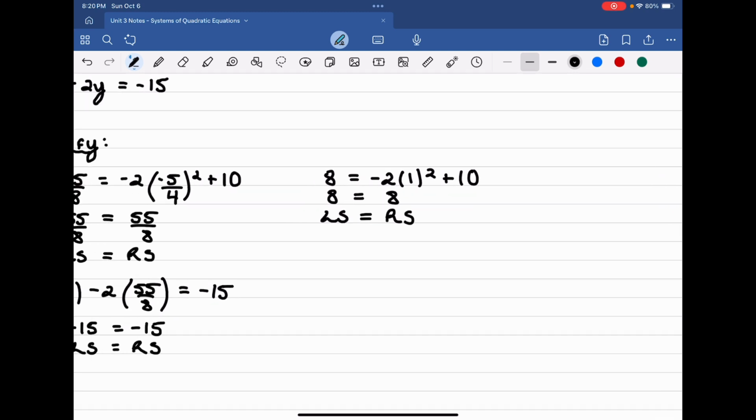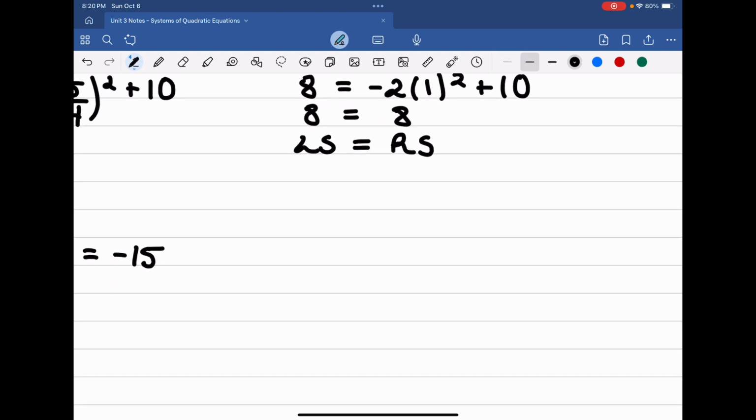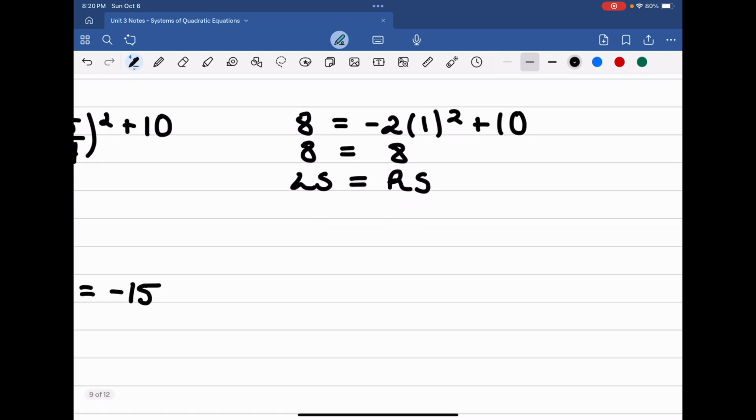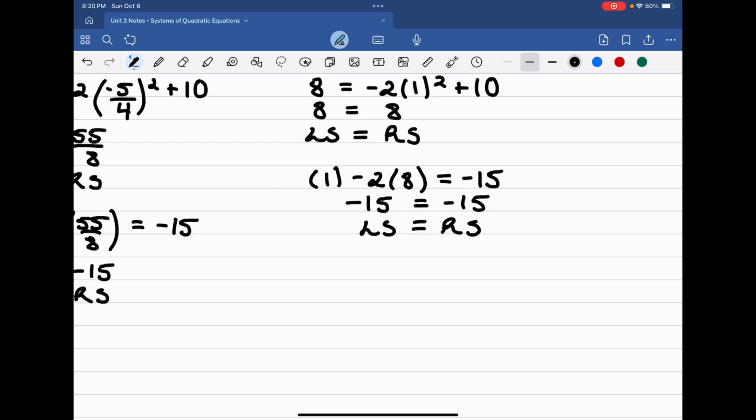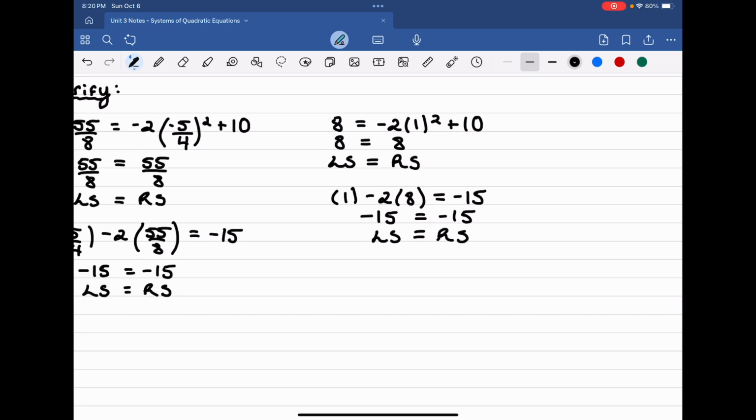For the next equation, we're going to plug in our 8 to the y. So for our second one, it was x, which is 1, minus 2 times the 8, which is our y, is supposedly equal to negative 15. 1 minus 2 times 8, which is 16. 1 minus 16 is equal to negative 15, which is equal to negative 15. The left-hand side is equal to the right-hand side. Hey, look, we verified that it works for both equations. Fantastic. This is what we needed to show, that it satisfies both equations for both points.